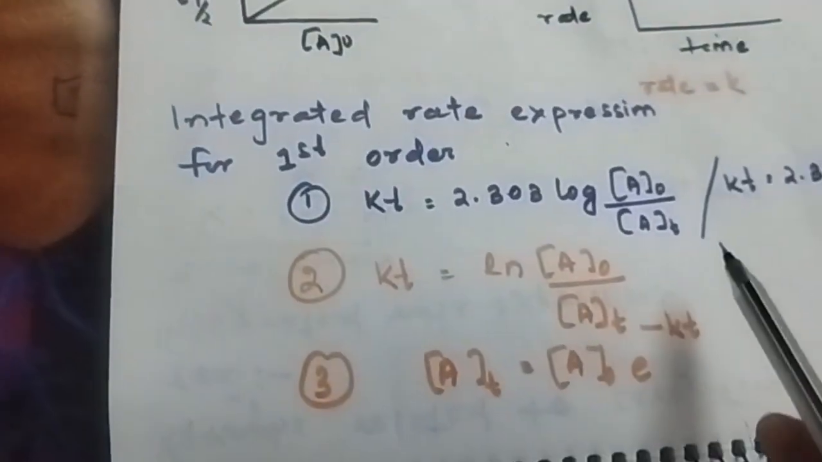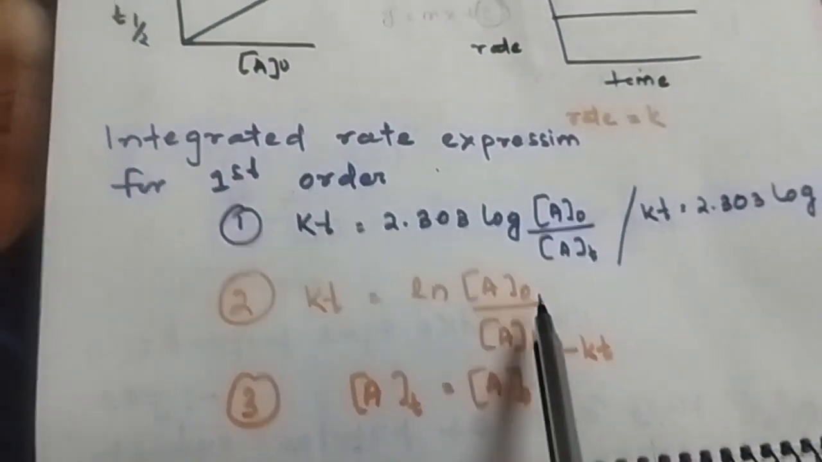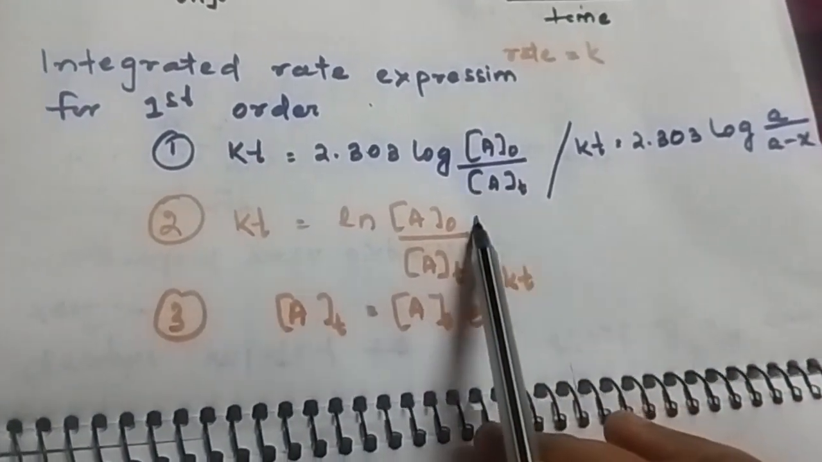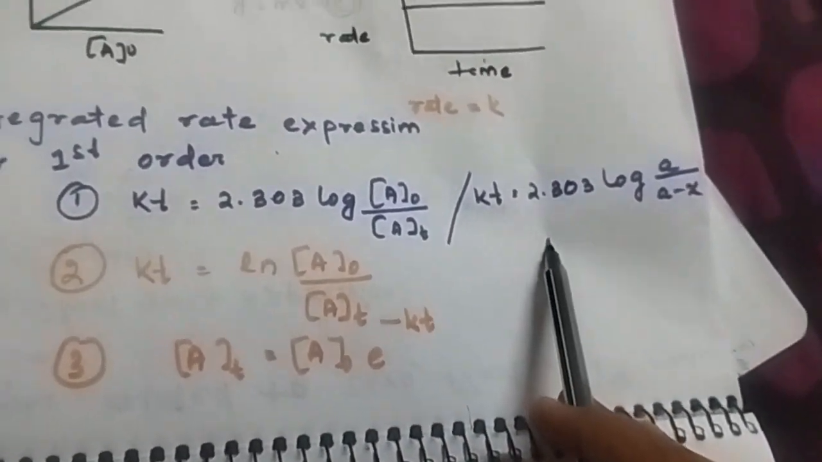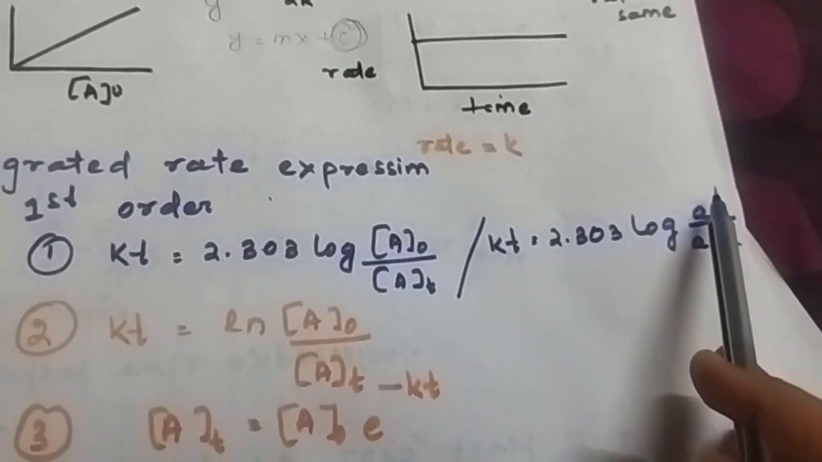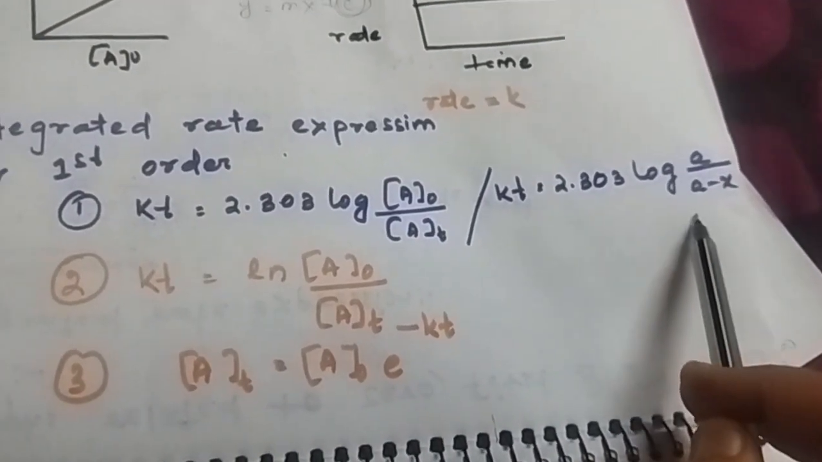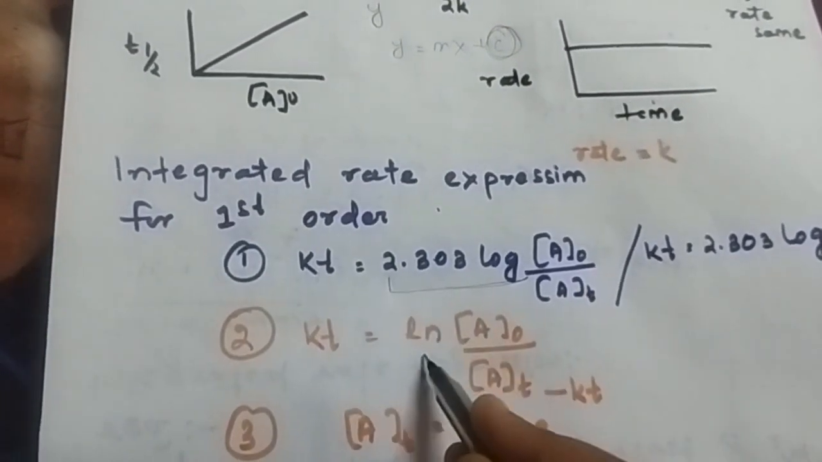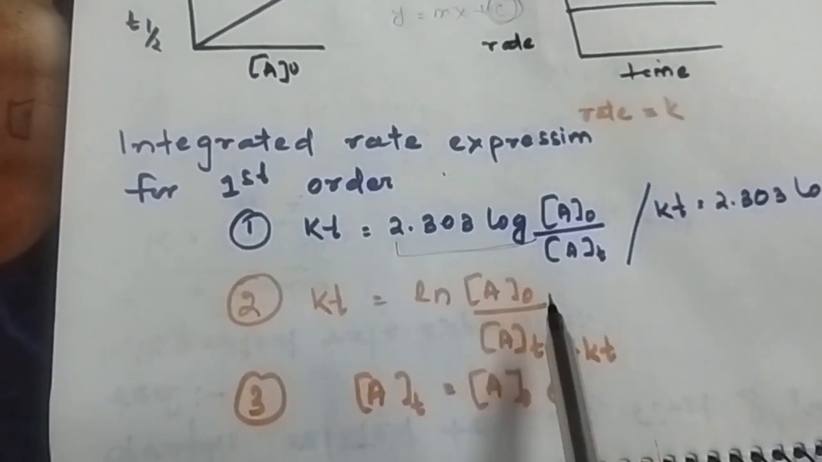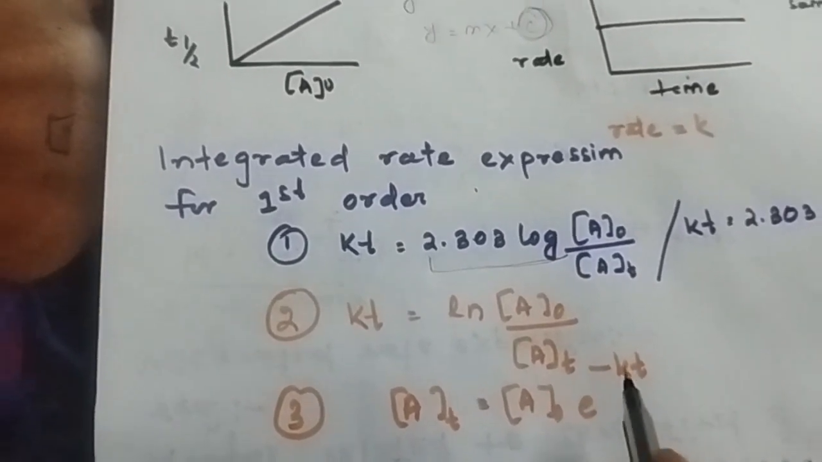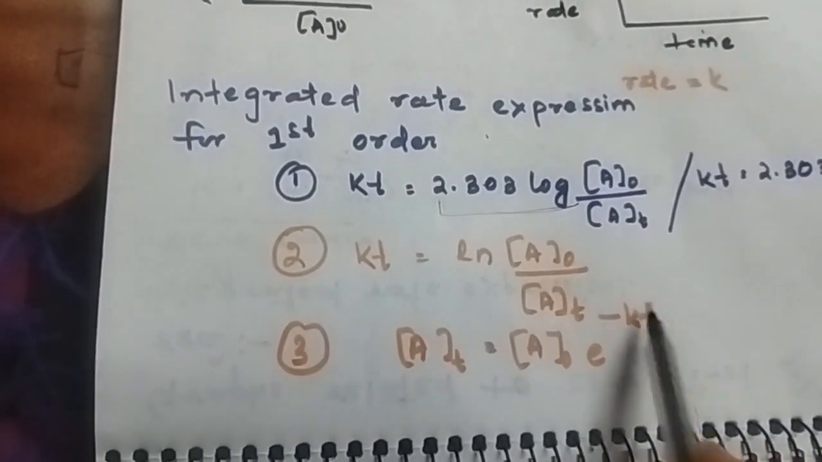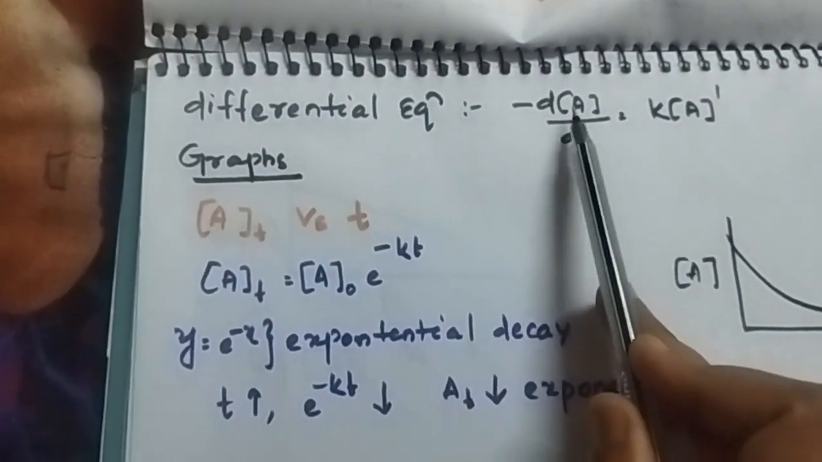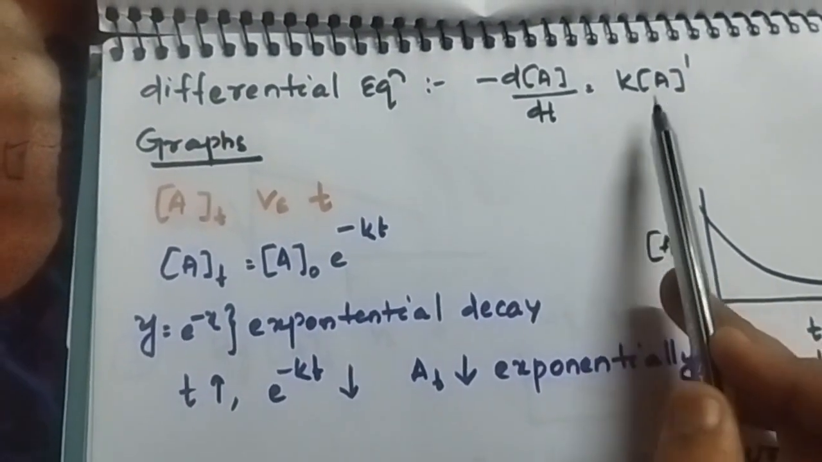Then next, the integrated rate expression for a first order reaction is kt equals 2.303 log A naught by At. We can also write kt equals 2.303 log a by (a minus x), where a is the initial concentration and a minus x is the final concentration. As we know that 2.303 log is equal to 1 ln, so kt equals ln A naught divided by At. We can also write At equals A naught into e to the power minus kt, and the differential equation for a first order reaction is minus dA by dt equals k into A to the power 1.